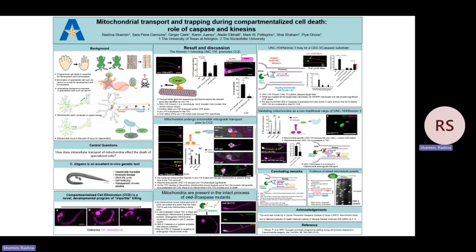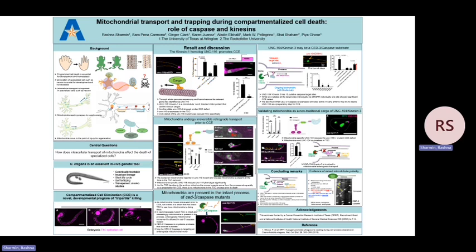Intracellular trafficking is one of the unique features of complex cells such as neurons, as different organelles need to be transported to distant parts of the cell. And one of the important organelles is the mitochondria, and mitochondrial trafficking is very important in complex cells such as neurons. So our central question is, how does intracellular transport of mitochondria affect the death of specialized cells?